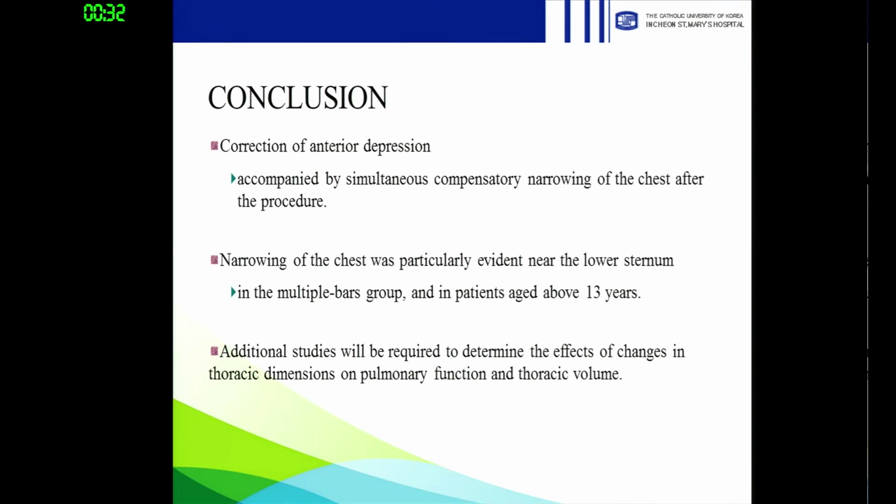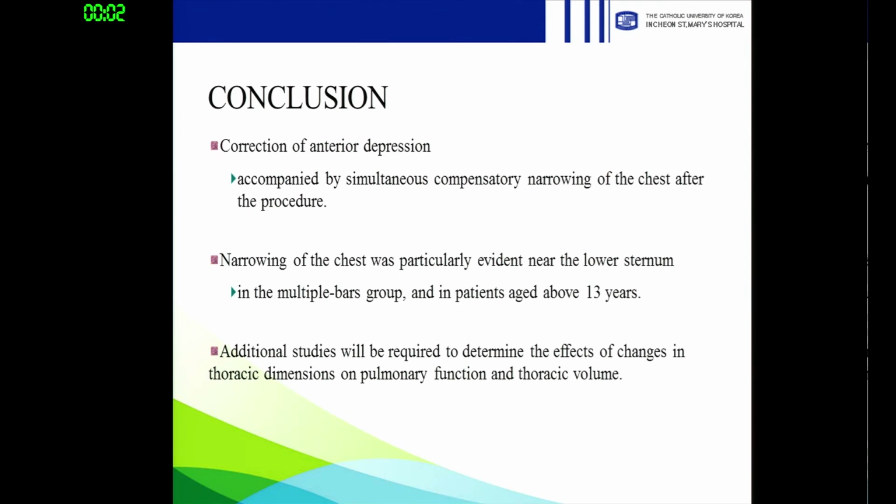We can demonstrate changes in thoracic dimension following the Nuss procedure using a simple and intuitive method. Anterior depression, which is characteristic of pectus excavatum, was corrected, accompanied by simultaneous compensatory narrowing of the chest after the procedure. Narrowing of the chest was particularly evident near the lower sternum, in the multiple bar group, and in ages above 13 years.